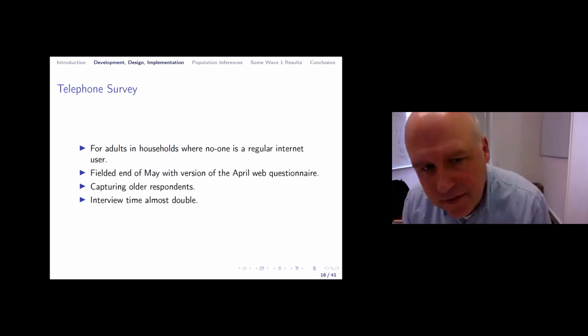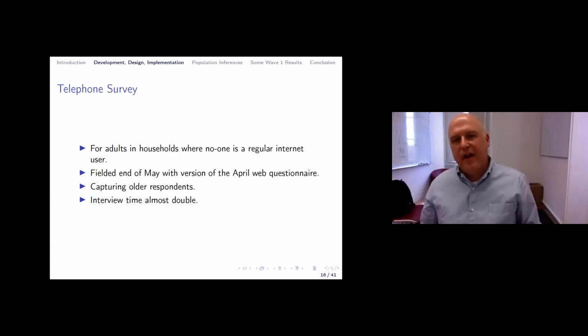We've also done a telephone survey where we focused on adults in households where no one is a regular internet user. Again, this shows the methodological advantages of building off an existing study because we know who's a regular internet user from past waves of the main survey. We fielded this at the end of May with a version of the April web questionnaire. And it's largely capturing older respondents. So the unweighted average age of the web survey respondents is 48. The unweighted average age of the telephone survey respondents is 68.